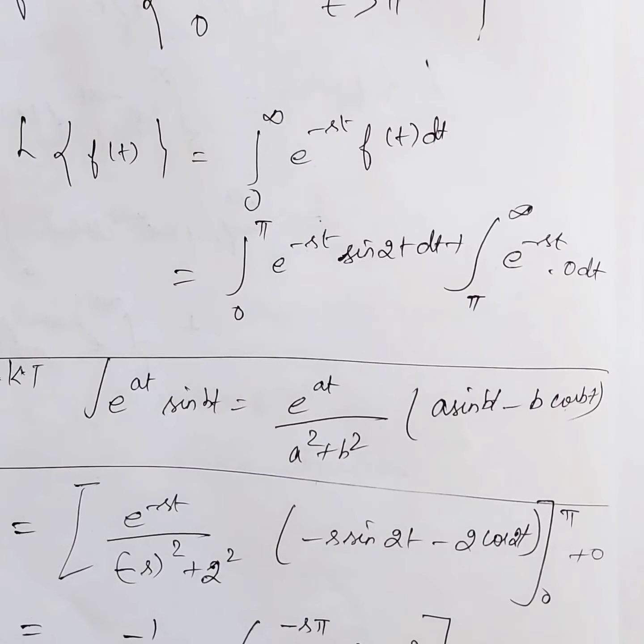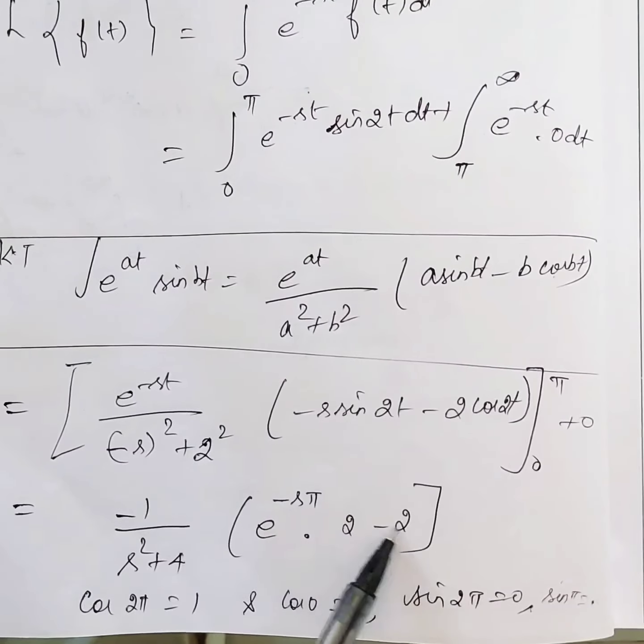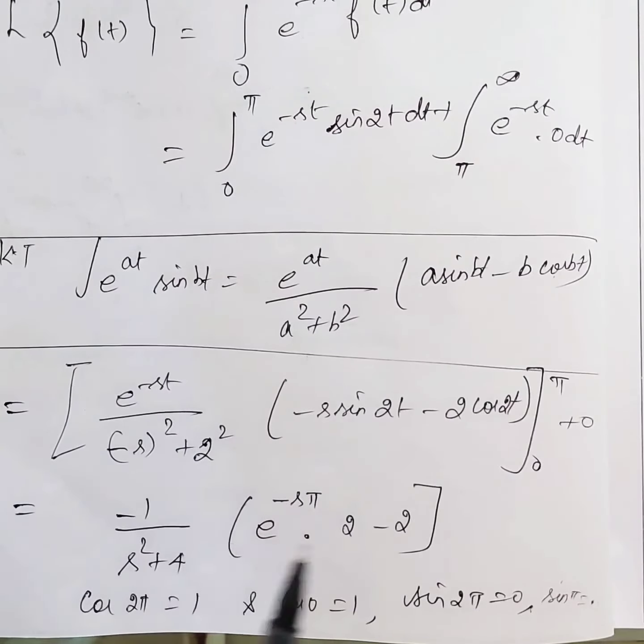Now you have to apply upper limit as well as lower limit. And we know that cos 2 pi is 1, and cos 0 is also 1. Sine 2 pi as well as sine 0 is nothing but 0. So we got this answer, e power minus s pi into 2 minus 2, and this is nothing but minus, e power 0 is 1 when we apply the lower limit. So minus 1 by s square plus 4.